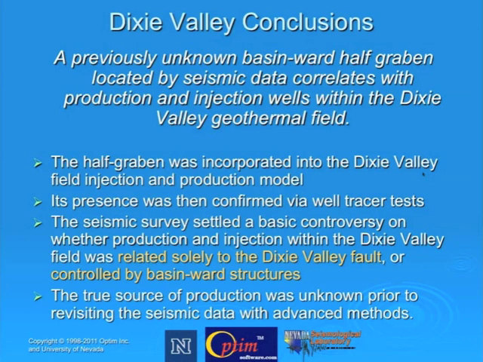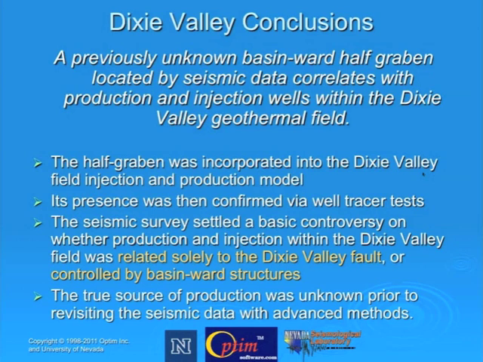The half graben got incorporated by the operators of the geothermal field into their injection and production model, and then they did some well tracer tests, where they inject fluorescein dye or other tracers, and they confirmed that those basin-ward half grabens and sags were higher permeability, and that was the path where the tracers actually took.